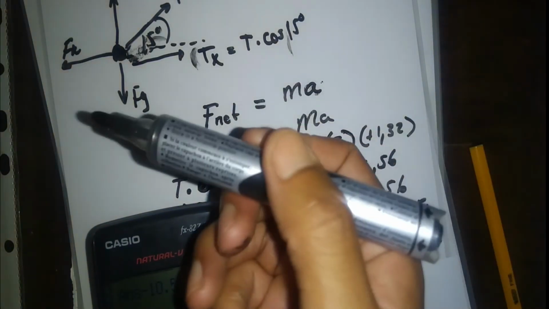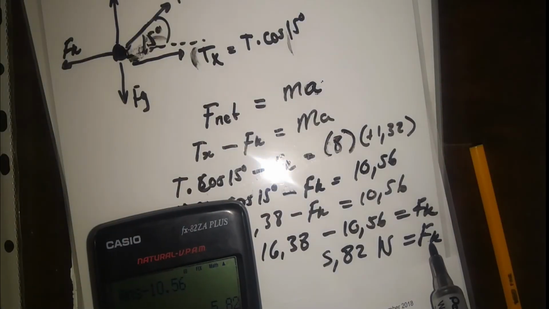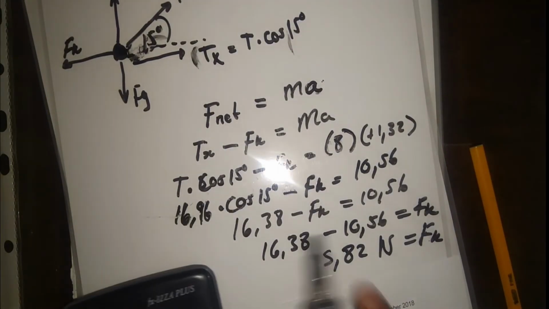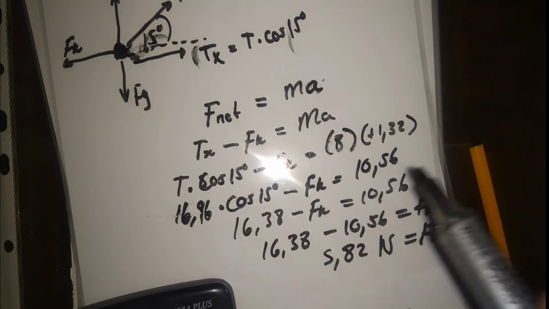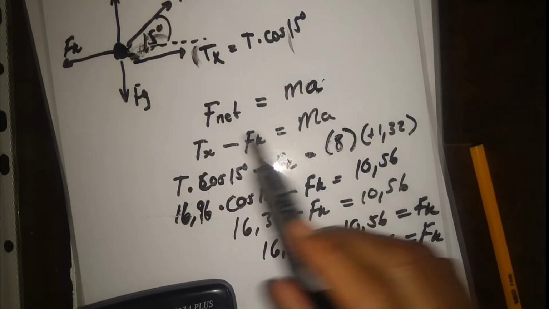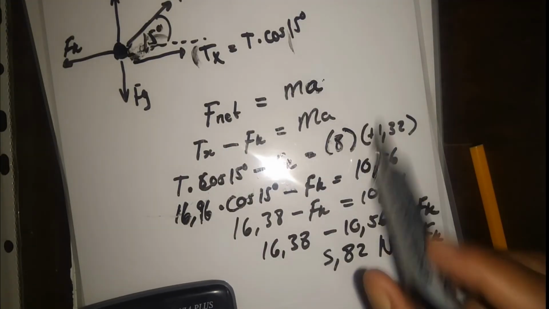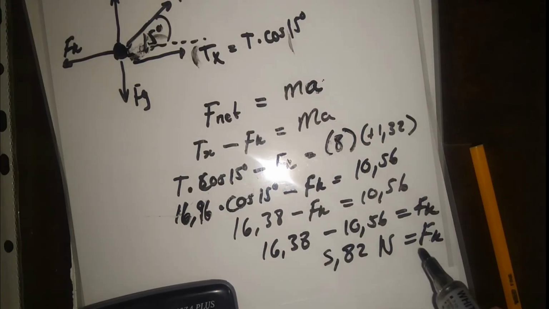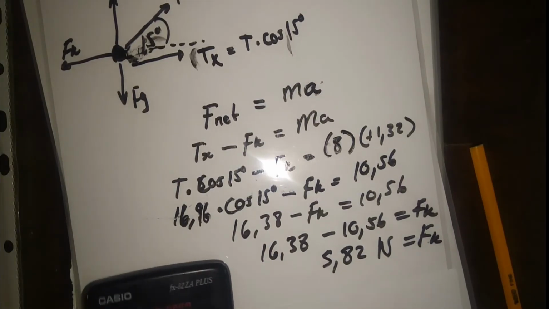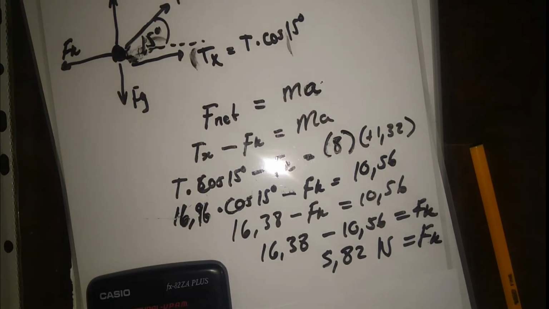So Fk is in the opposite direction. We were expecting it to be negative, because at the beginning we already accounted for the signs when we were setting up the equation here. That's why the answer came out positive here, okay? So we have found Fk, this is our frictional force. Let's see what the next question says.